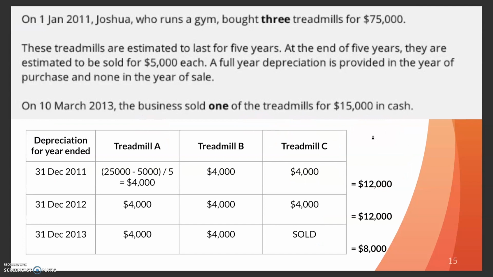Using a table, you can separate the equipment into the different columns, and you'll be able to see that for treadmill A and B, they will be going through the following depreciation tables. And for treadmill C, it will be sold and will not be depreciated at the end of year 3.